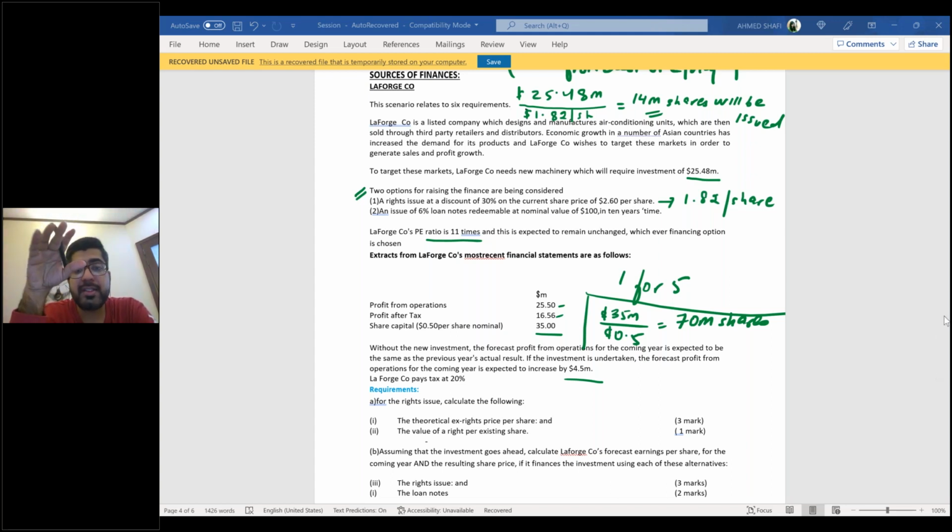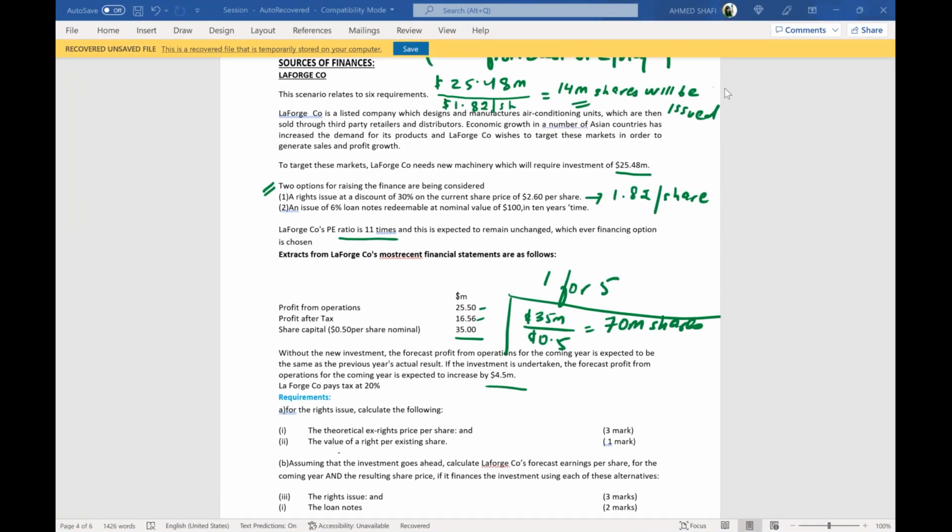Yes, Saifullah, we are planning to raise 25.48 million via right issue. And we are issuing shares at 1.82 per share, 30% less than 2.6. So if you have 25.48 million to raise and you have to issue shares at 1.82 per share, you can divide to get how many shares will be issued. 14 million shares will be issued.